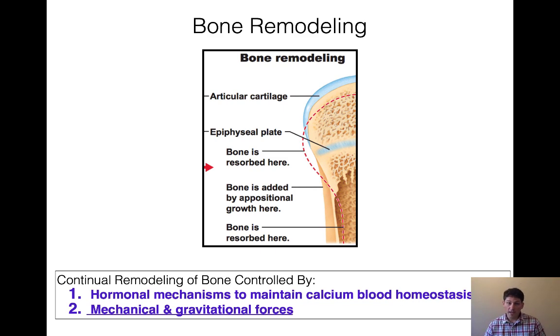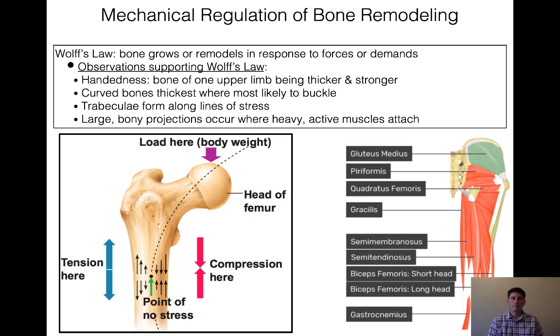Now, that bone remodeling also is affected mechanically and gravitationally. So there's something called Wolff's Law, and this basically states that bone grows or remodels in response to forces or demands. Some of the observations that support this law are our handedness. For those of you that are right-handed, your right arm is getting used more often than your left arm, and vice versa. If you're left-handed, your left hand is being used more often.